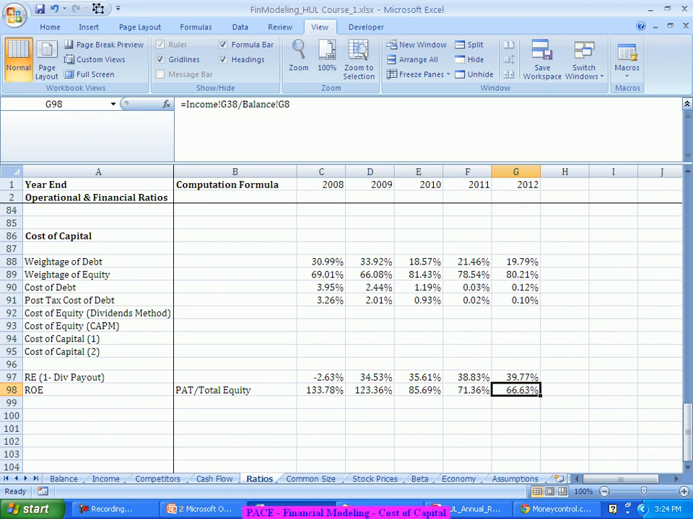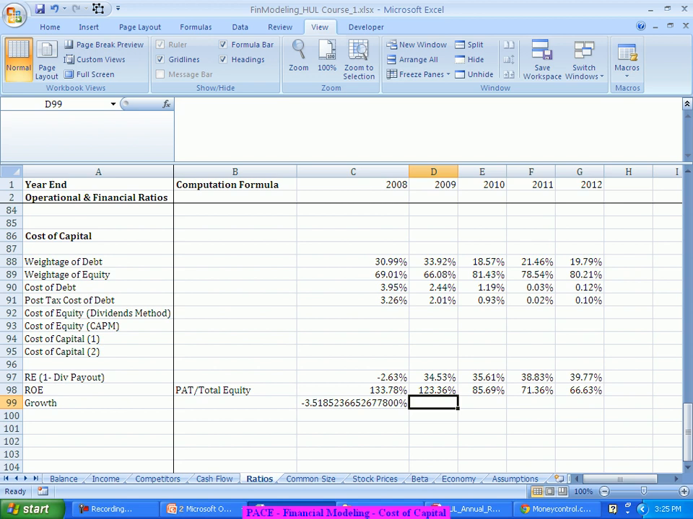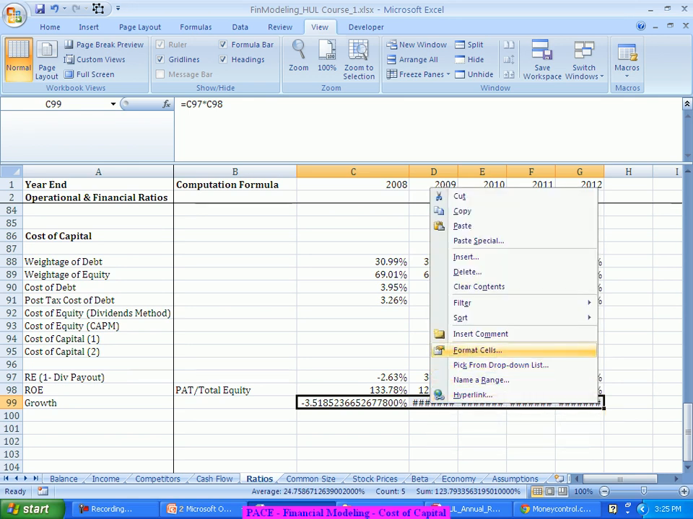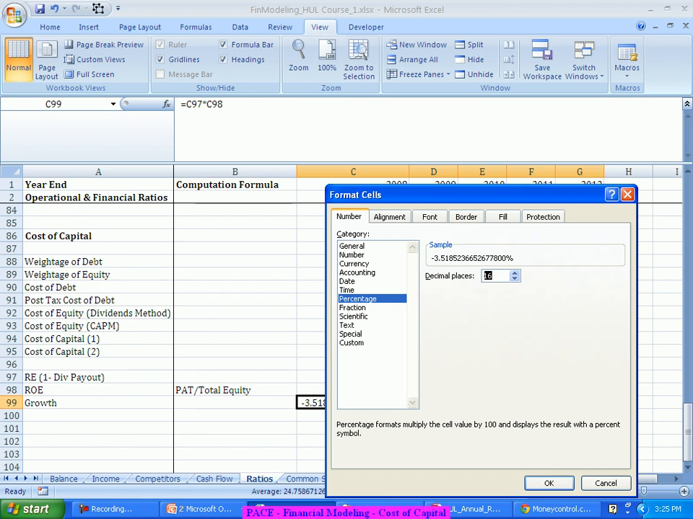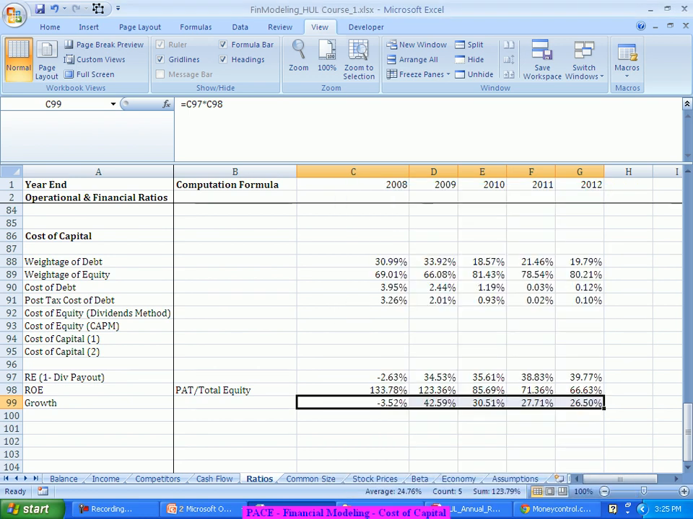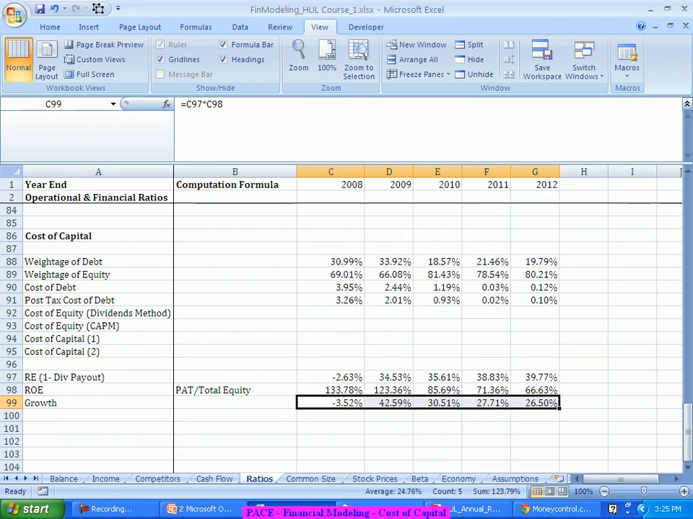Now the multiplication of these two is actually the growth: the retained earning into return on equity. First year it is not making much meaning because there is a negative number, whereas I can look at it from the next years onwards. Let me compute the percentage to 2 decimals. You see that 27%, 26% is the typical growth.